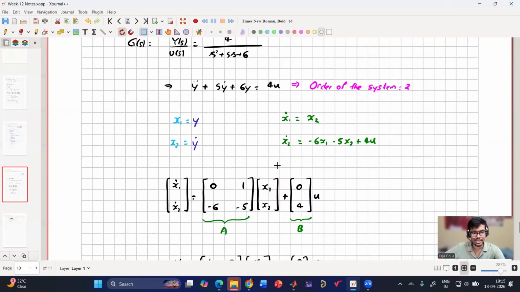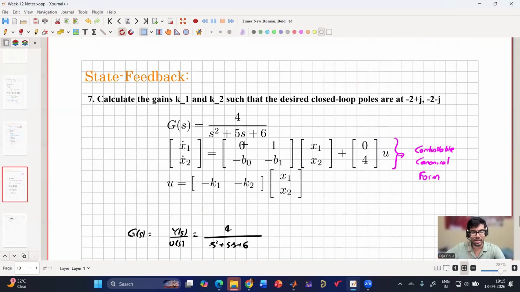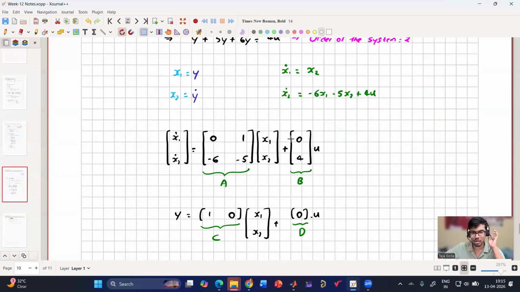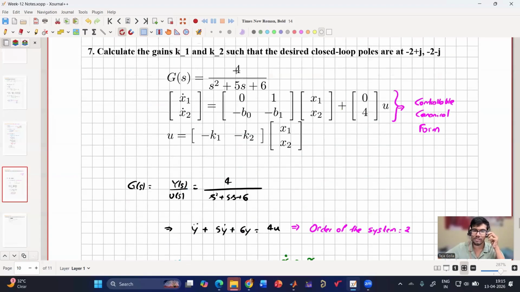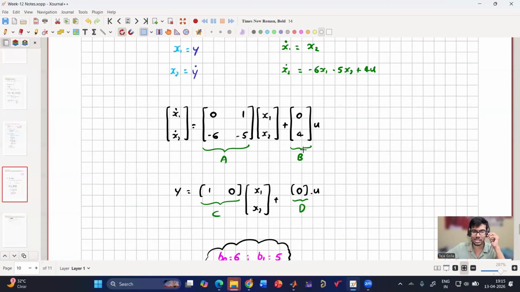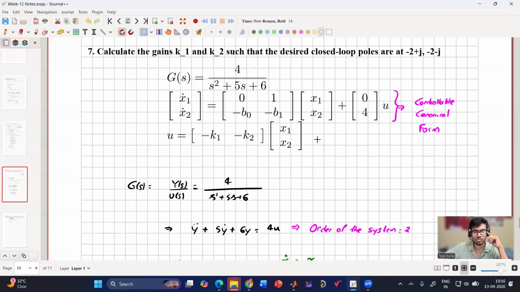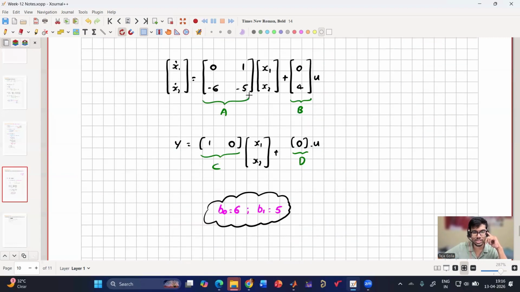And then C is 1, 0. So my here there is 4. So there is a direct relation of y of s is what? 4u, right? So there is 4, so it is not 1. It would be 1 when the numerator is 1, but since it is having 4, we will be having 4 here. Okay, so we have identified it's a controllable canonical form, and we have obtained b0 and b1. So this is b0, 6, and b1 is 5.